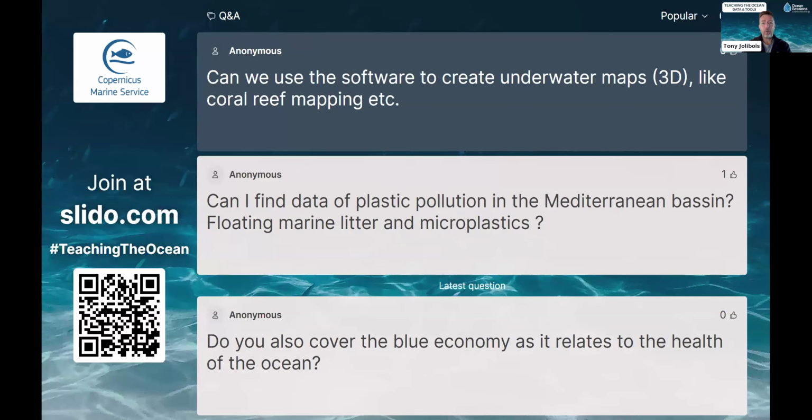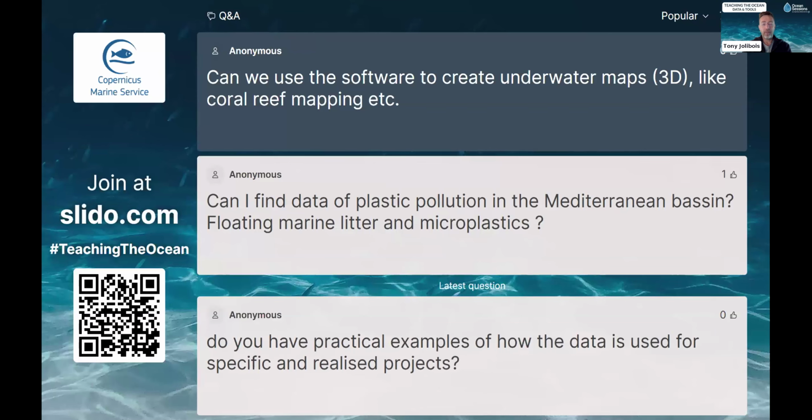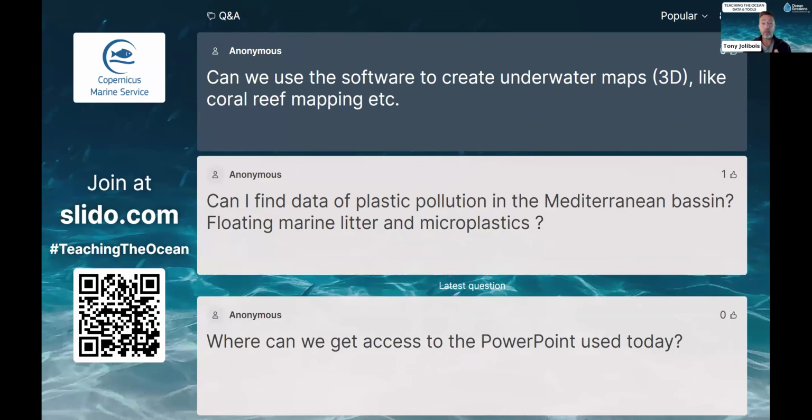To create underwater 3D maps, it's not possible for the moment. It will be in the future. But what I will show after is how to dig into the data in 3D and then 4 dimensions using graphs and maps, and not directly 3 dimension maps. Okay, thank you. So yes, stay tuned for this presentation a little bit later today.